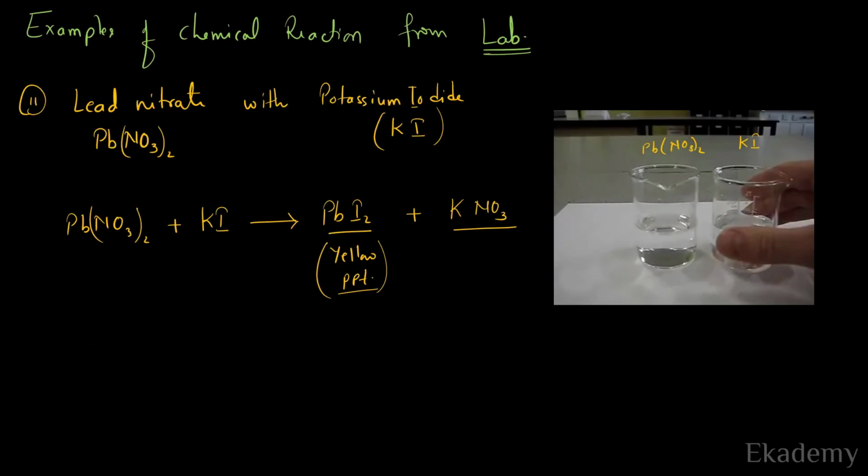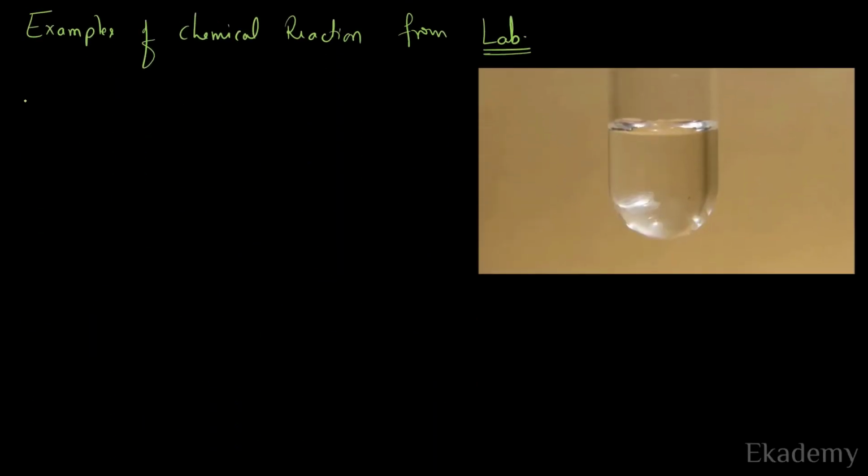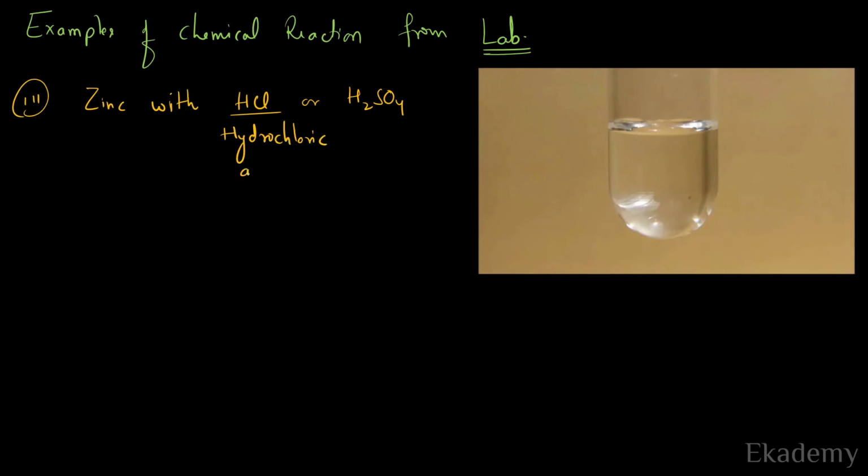Now the third example of chemical reaction that we can perform in lab is reaction of a zinc metal with HCl, hydrochloric acid, or sulfuric acid, H2SO4. So this one is hydrochloric acid, and this one is sulfuric acid.